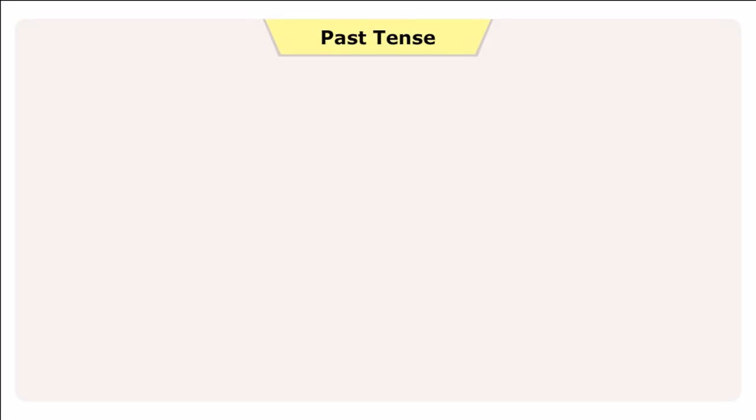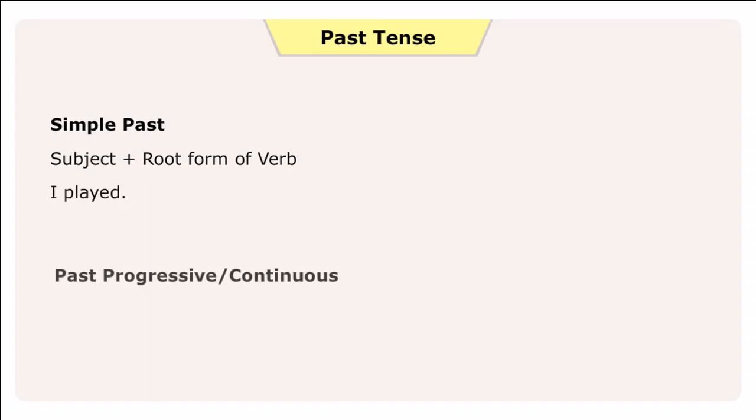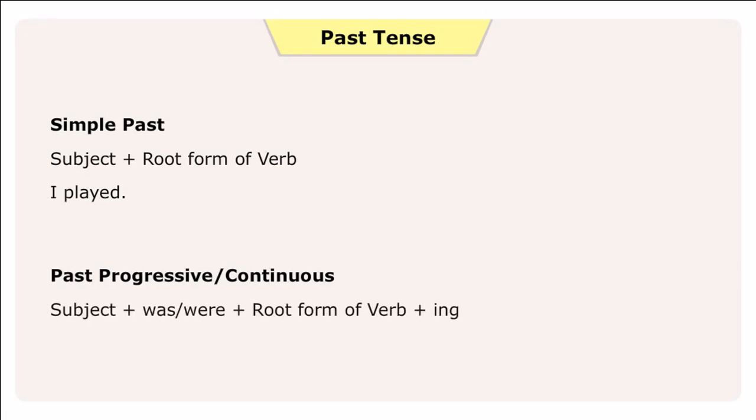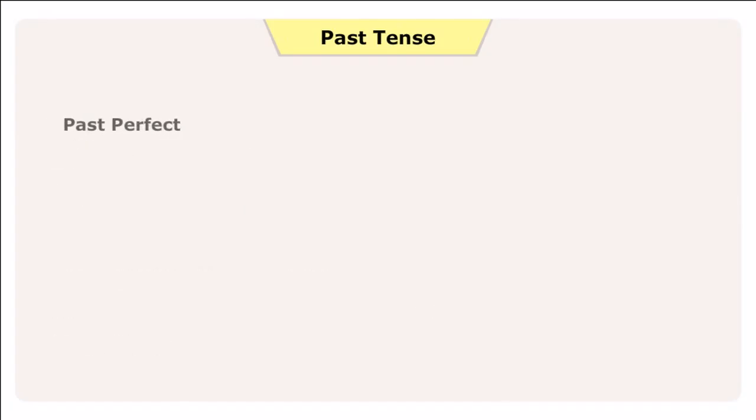Examples of past tense. Simple past. Subject plus root form of verb. I played. Past progressive or continuous. Subject plus was or were plus root form of verb plus ing. I was playing.